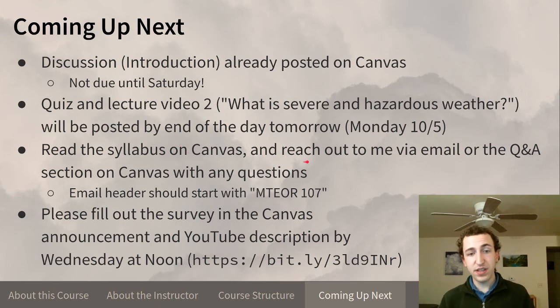I also ask you to read the syllabus on Canvas. Reach out to me via email, or on the Q&A if you don't mind it being public on Canvas, with any questions you have about the syllabus, about the course, anything like that. The main favor I would ask for emails is that you start the header with MTEOR 107. That way it flags, and I get a particular notification for those so that I can fulfill the promise I made in the syllabus: within 24 hours you'll get a reply during weekdays, 48 hours during weekends. But again, I request that you start it with this so it flags my notifications.